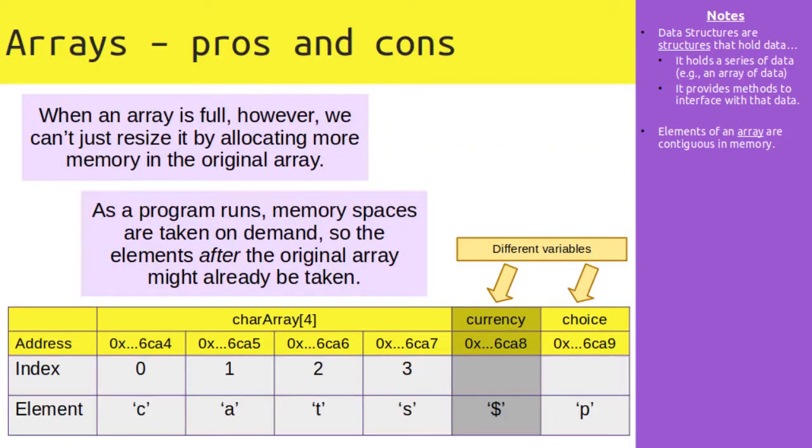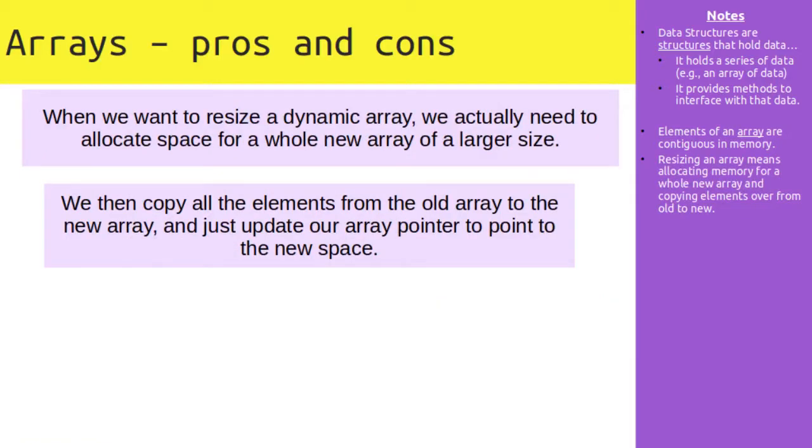When an array is full, however, we can't just resize it by allocating more memory in the original array. As a program runs, memory spaces are taken on demand, so the elements after the original array might already be taken. When we want to resize a dynamic array, we actually need to allocate space for a whole new array of a larger size. We then copy all the elements from the old array to the new array, and just update our array pointer to point to the new space.